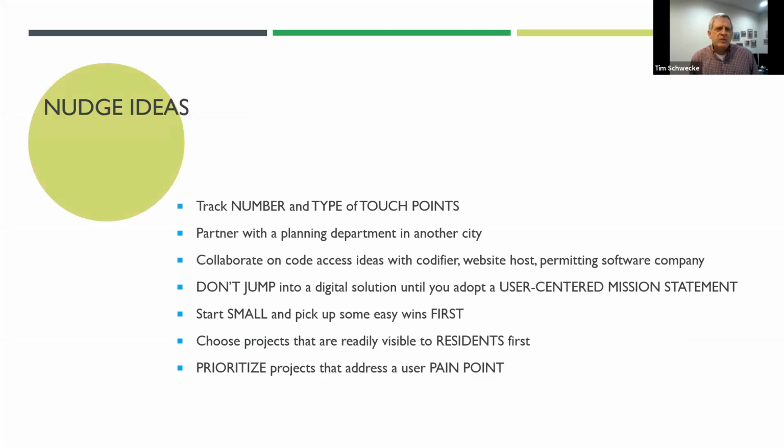So just some ideas, building off that. The idea about touch points is to become aware of what the touch points are, number one, and then keep track of them over a period of time. It doesn't have to be a long period of time. It could be a month. Just keep track of the number of times people call in, calls you make, emails that you send out, public hearings that you conduct, staff reports that you write, and that way you'll really get a sense for how many different ways you are interacting with the public and the public with you.